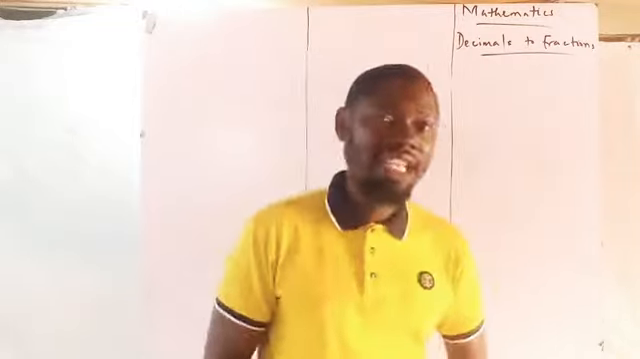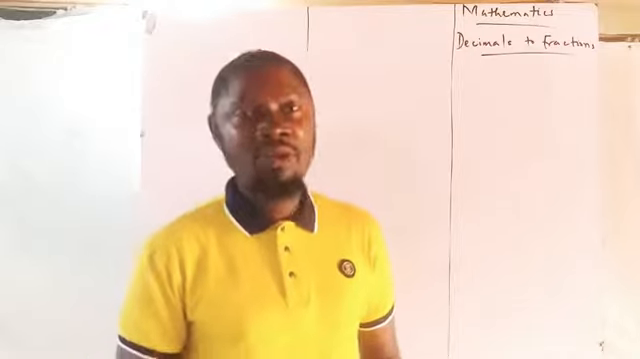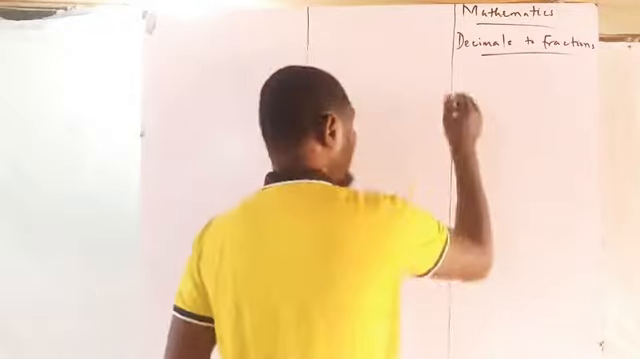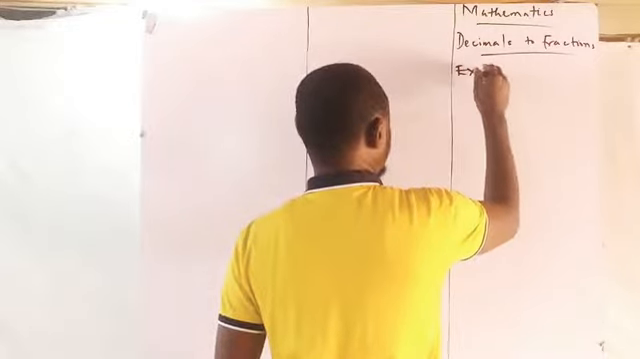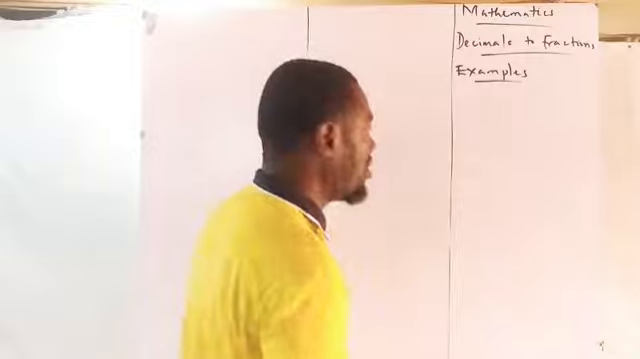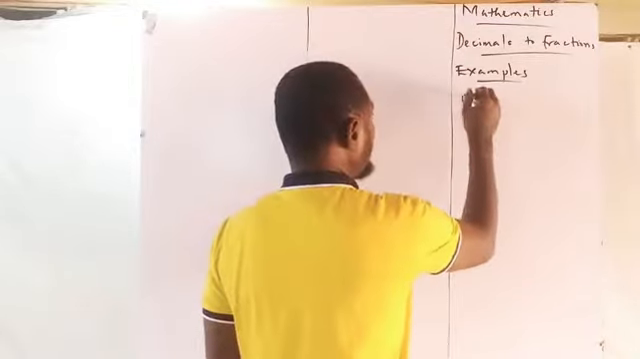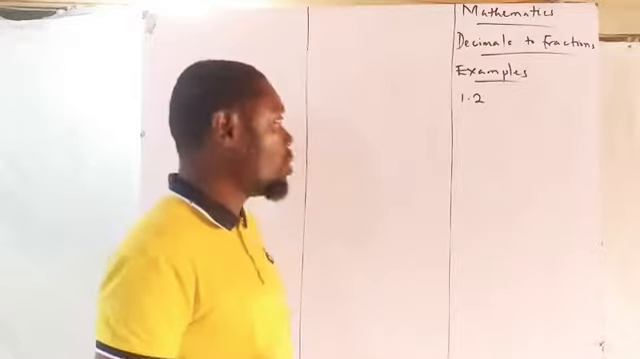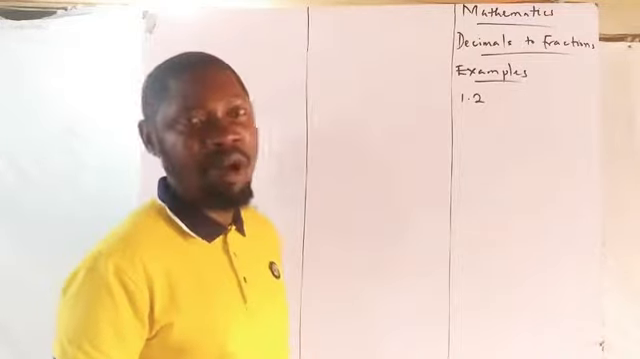How to change decimal point numbers to fractions. I will start with some examples. It is easy, and I'll try to explain it in such a way that you all will understand it. Look at this: 1.2. 1.2 is a one decimal place number.